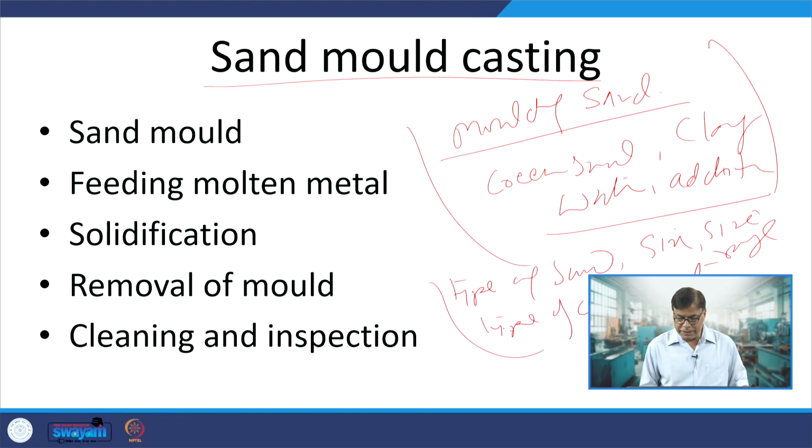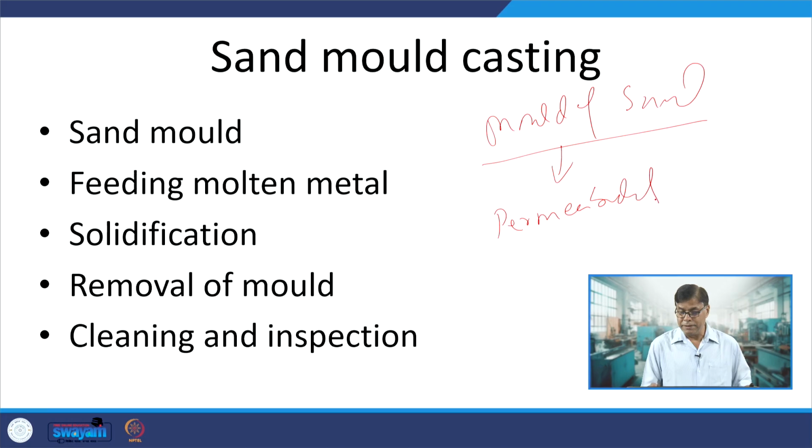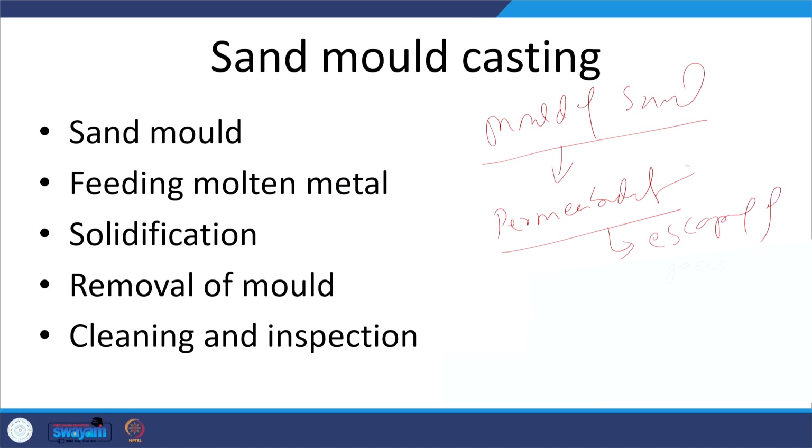So depending upon the combination of the sand size range, the type of clay and water being used, we have to see what kind of mold of the sand is being made, because it affects the permeability associated with the mold, which determines the escaping of the gases dissolved in the molten metal, and that in turn affects the soundness in terms of the reduction in porosity.